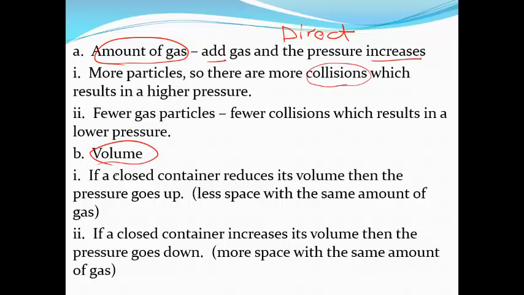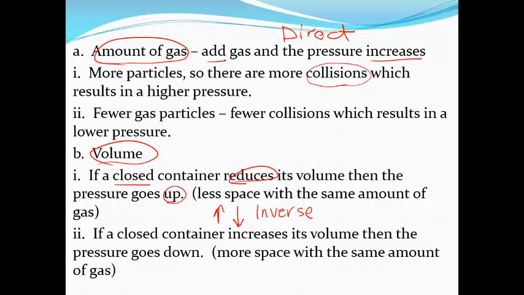Now volume is the second of the three. And we do need to think about a closed container, because we said that gases will take the shape and volume of the container. If you have an open container, those gas particles aren't in there anymore. They are out filling up the rest of the area that you give them. So we have to have a closed container, but if we reduce the volume, then the pressure goes up. So reducing, going up, notice that when one goes up, the other's coming down. So we call this an inverse relationship.